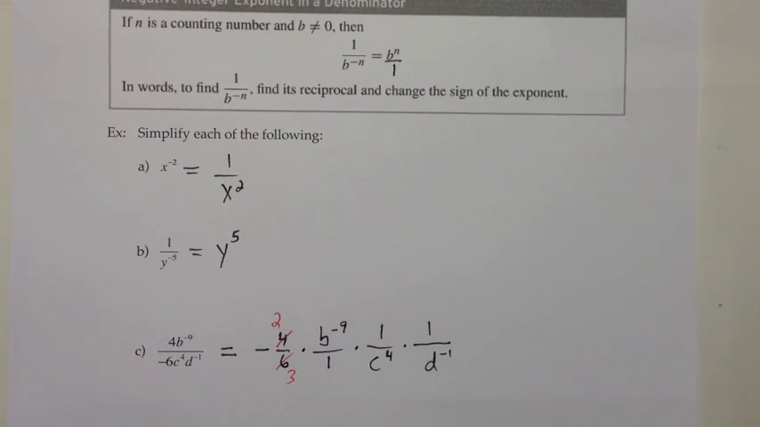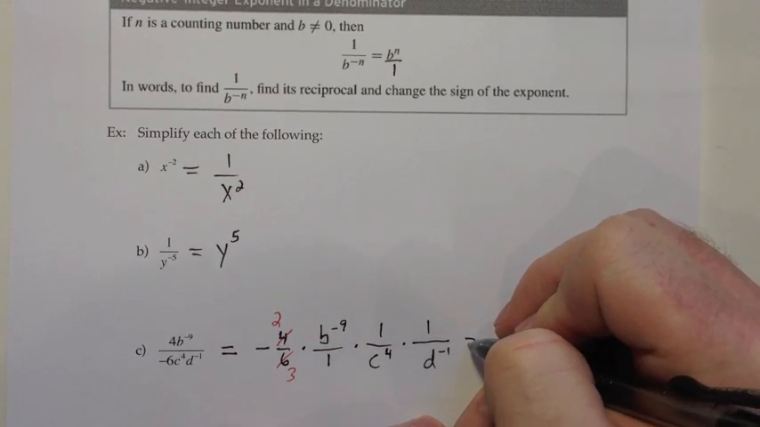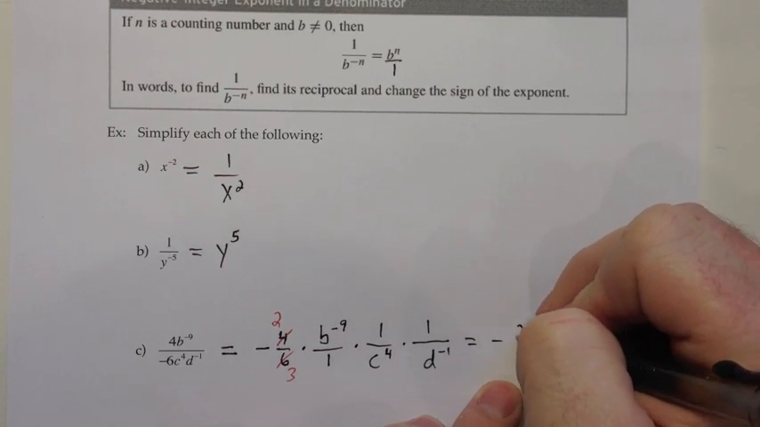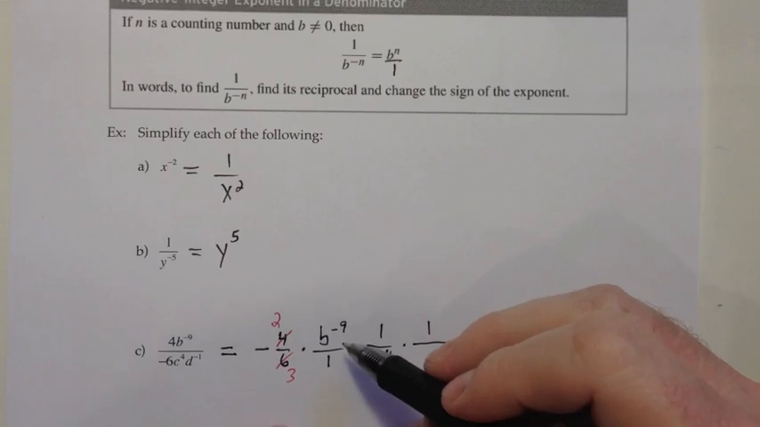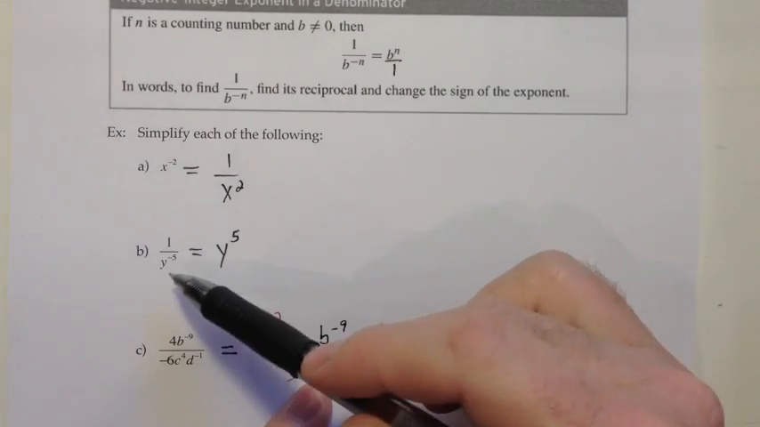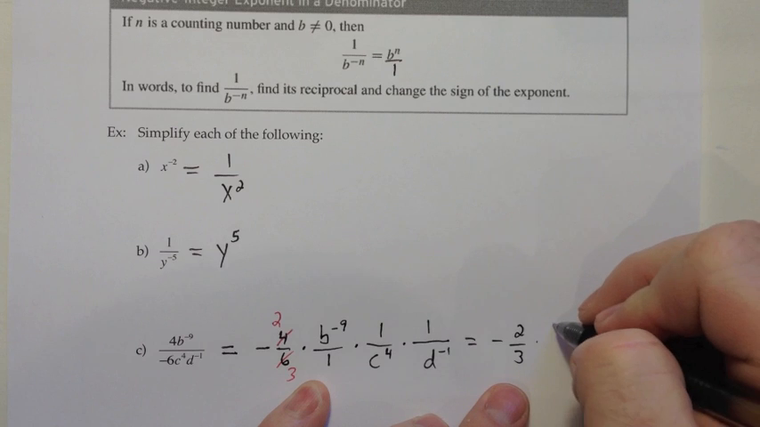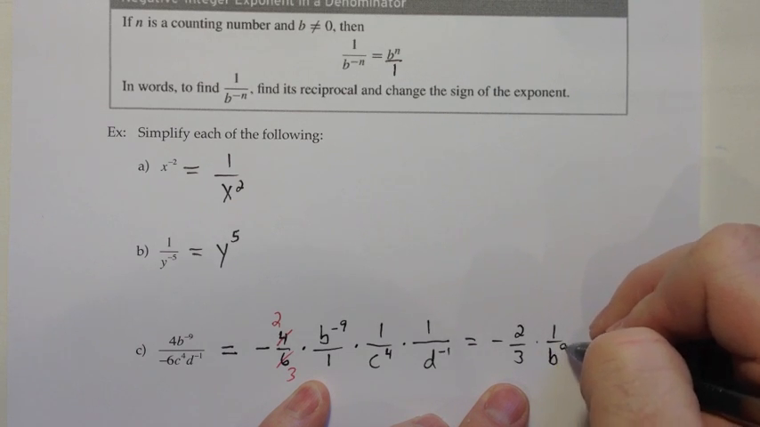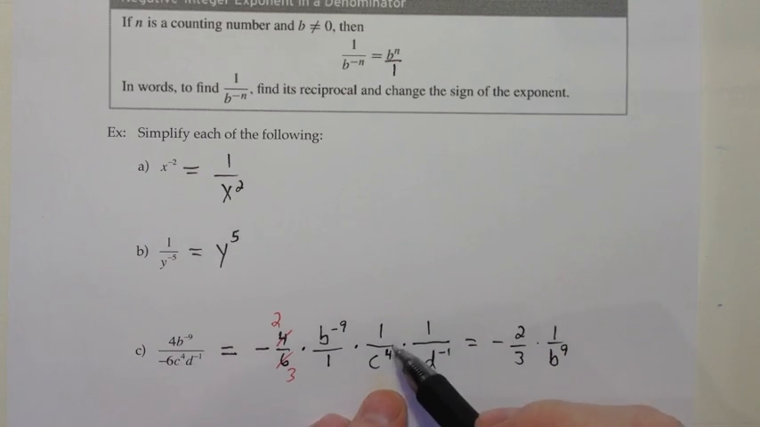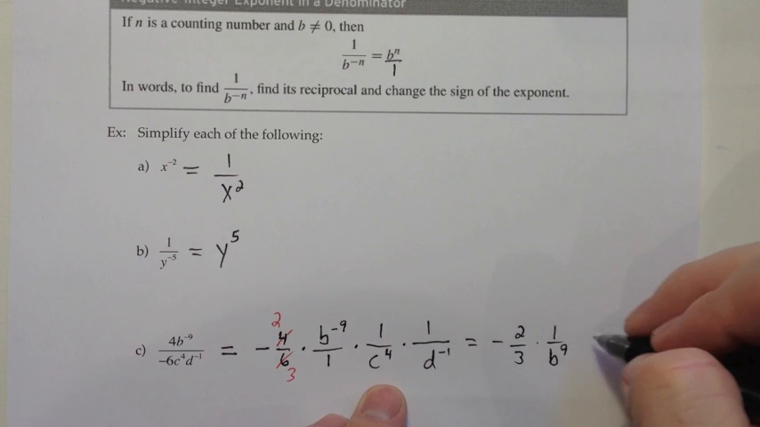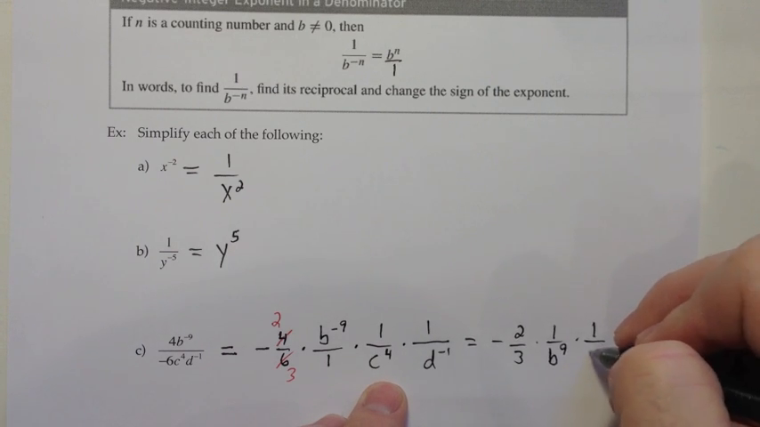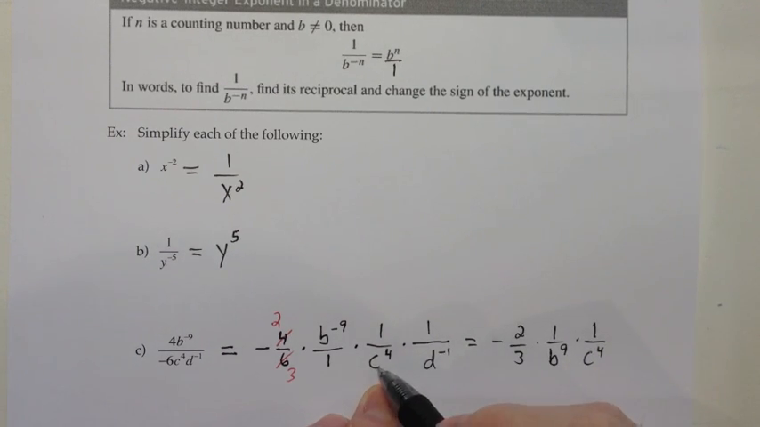And then I want to get rid of these other negative exponents. So let's see, let's start copying what we have. We have the negative sign and the 2/3. And then this b to the negative 9, I'm going to use this rule right here and make that 1 over b to the 9th, doing the reciprocal. And then this one is already a positive exponent, so I'm not going to flip that one. In fact, if I push that up to the numerator, its exponent would become negative, which I don't want, so I'm going to leave it alone.